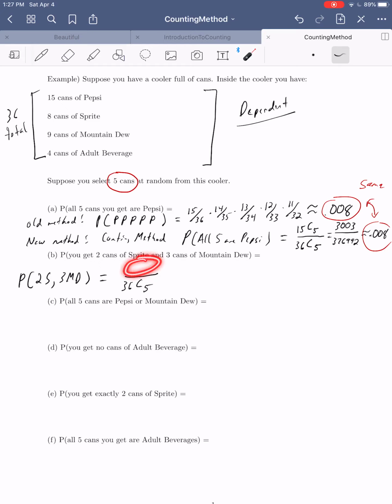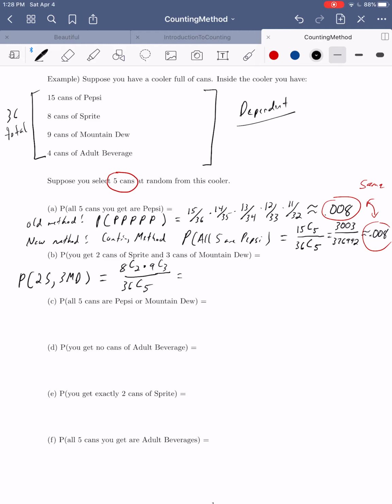All right, what about the numerator? Well, first we need to make sure we get 2 Sprites. There's 8 Sprites to choose from, so we can count that as 8C2. For the Mountain Dews, we need to choose 3 of them. There's 9 to choose from, so we do 9C3. Now, we talked in the last video about whenever you count multiple things, you want to use multiplication to glue them together. So we'll go ahead and multiply that. Then we can type that into our calculator.